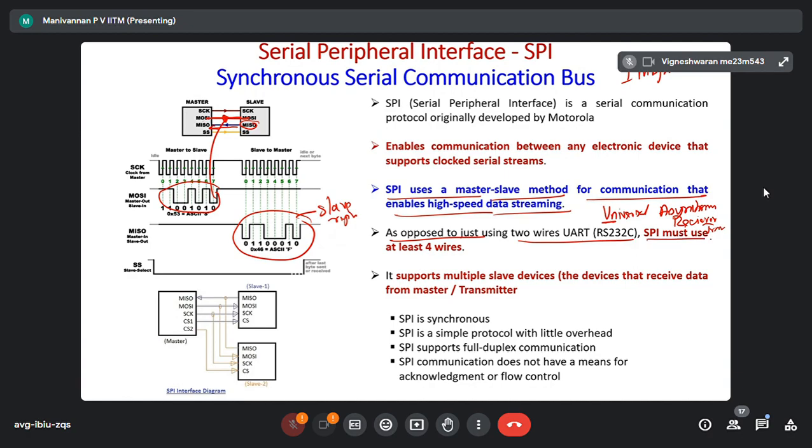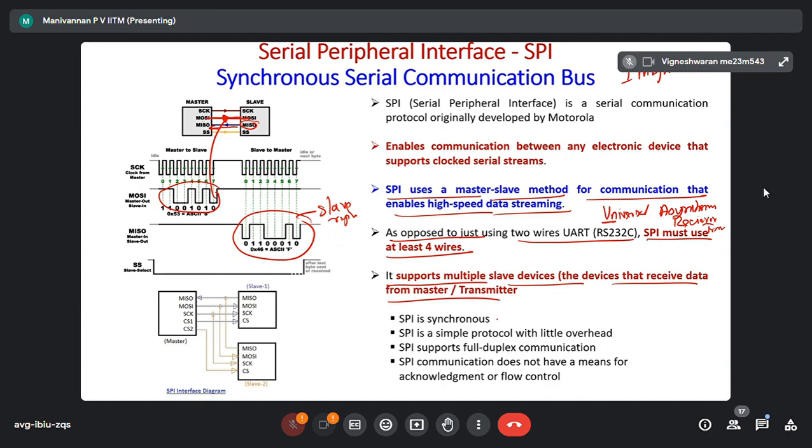Correct? SPI must use 4 wires. In the case of RS-232, only 2 wires, transmit and receive, plus ground. In this case, you need 4 wires. That means, in fact, 5 wires are needed, including chip select. This is 5 wires. It supports multiple slave devices. Correct? The master and 2 slaves. If needed, you can expand even to 4 slaves by having an appropriate arrangement.